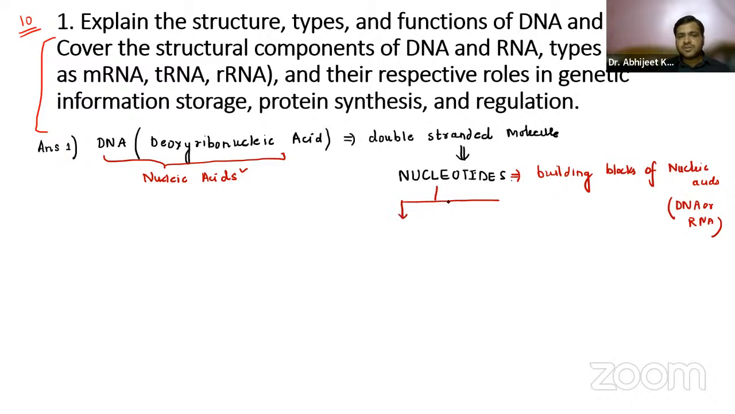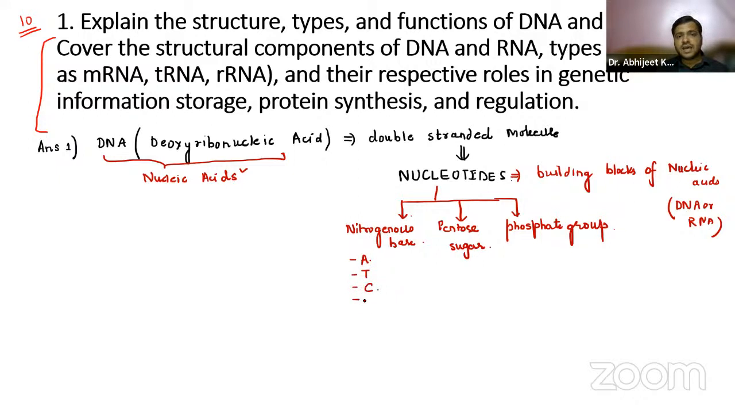Now, a nucleotide is basically made up of three components: the nitrogenous base, the pentose sugar, and the phosphate group. Whenever we talk about the nitrogenous base, you know from +2 that we have four nitrogenous bases over here: adenine, thymine, cytosine, and guanine. These are the four nitrogenous bases present in DNA.